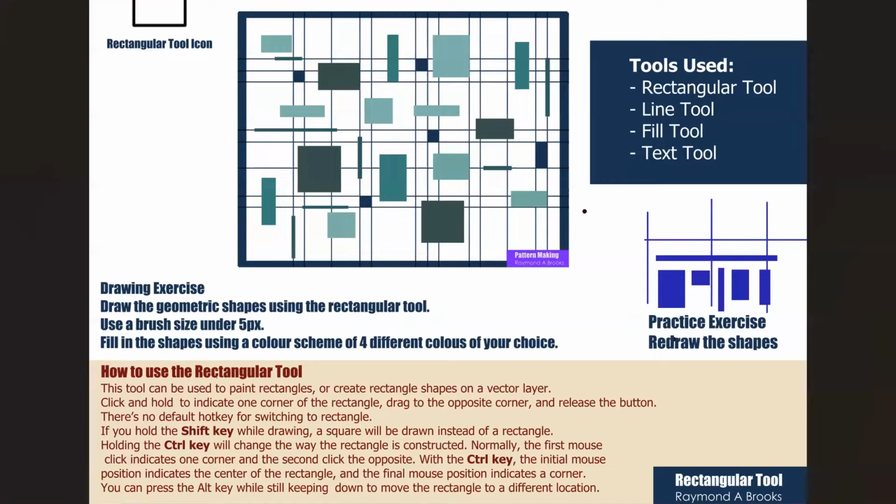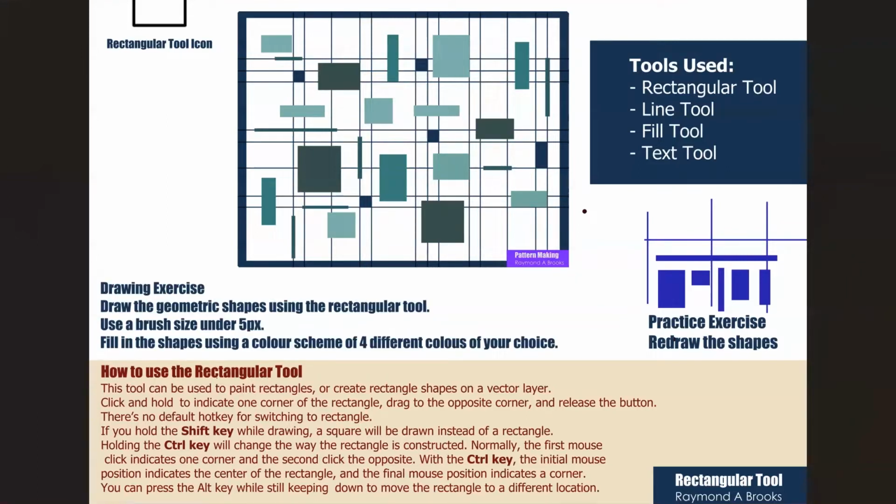So let us see what tools we would need for this exercise. We would need a rectangle tool, the line tool, the fill tool, and the text tool. Here are a few tips. Draw the geometric shapes using the rectangular tool. Use a brush size under 5 pixels. And fill the shapes using a different color scheme of 4 different colors of your choice.